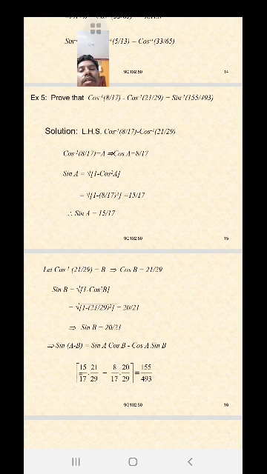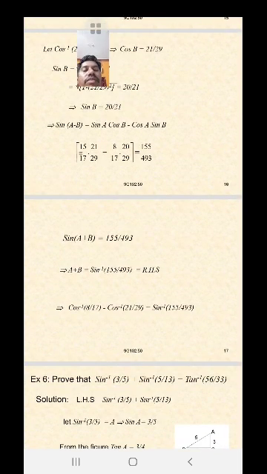Prove that cos inverse of 8 by 17 minus cos inverse of 21 by 29 equals sin inverse of 155 by 493. Take LHS and consider the first term as A. From that we know sin A, and consider the second term as B. From that we know sin B is 20 by 21. Since the right side term is in terms of sine, take the sine formula, that is sin of A minus B equals sin A cos B minus cos A sin B. After substitution we get 155 by 493. Then A minus B equals sin inverse of 155 by 493. This is the RHS.